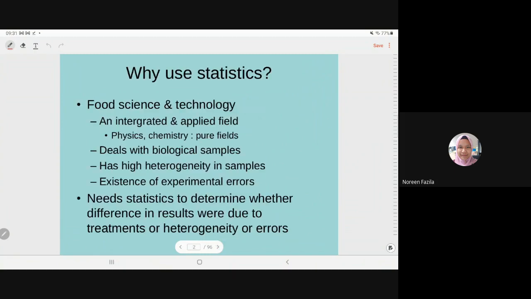Okay, so first of all, why do we need to use statistics in food science? Before I go further, in this course, actually it is a wajib kursus for food science. It is an elective course for nutrition.